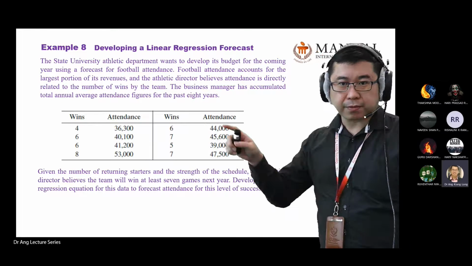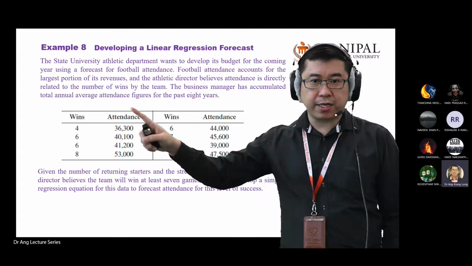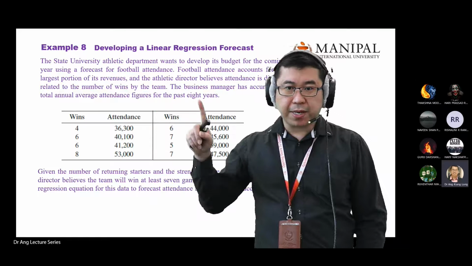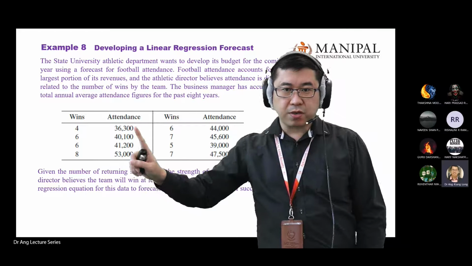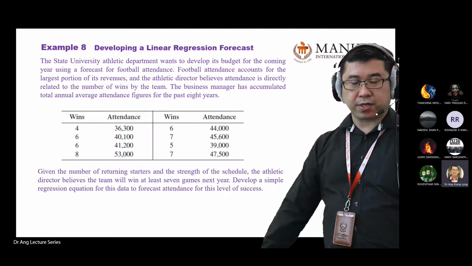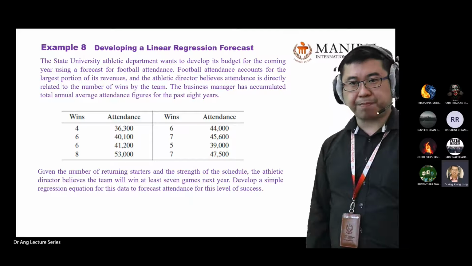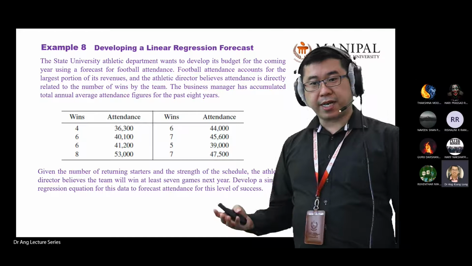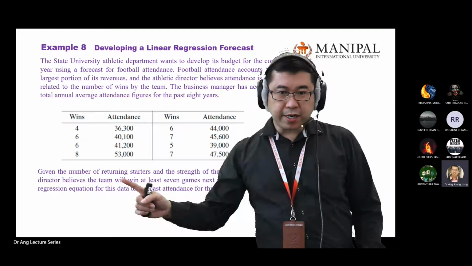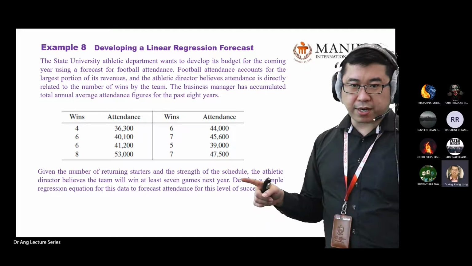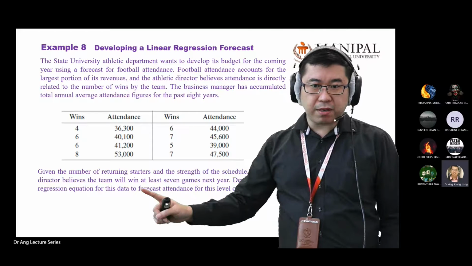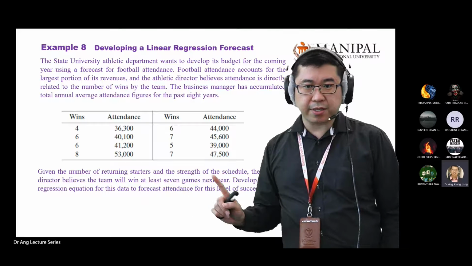The business manager has accumulated the total annual average attendance for the past 8 years. So you have 1, 2, 3, 4, 5, 6, 7, 8. These are 8 data points for the past 8 years, and it can be considered a good start to do forecasting. Given the number of returning starters and strength of the schedule, the athletic director believed that the team will win at least 7 games next year.